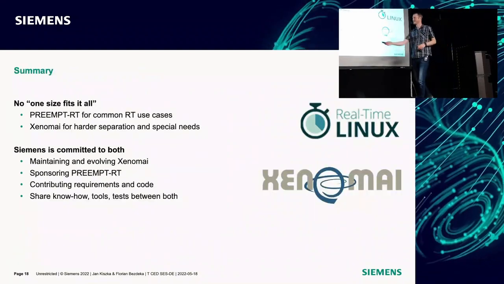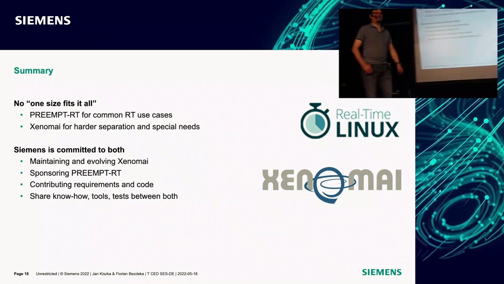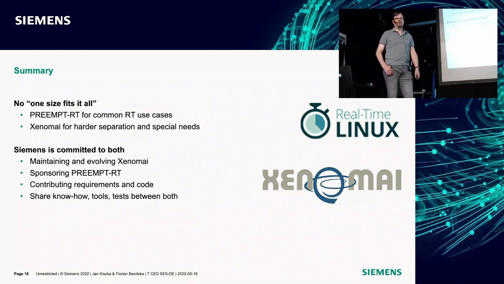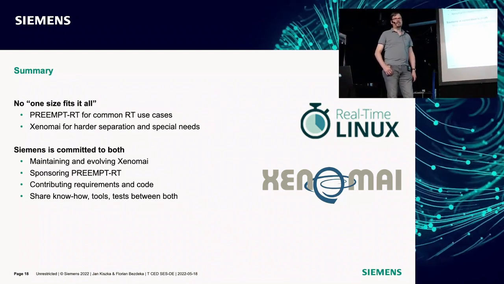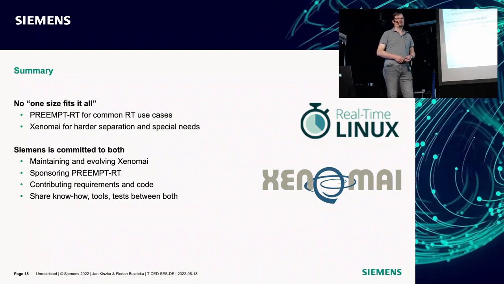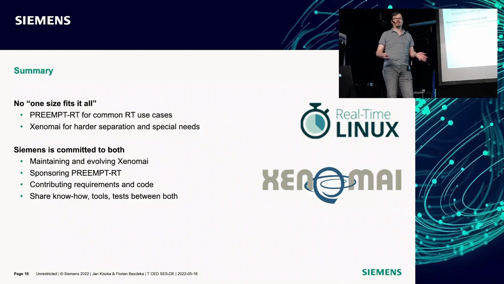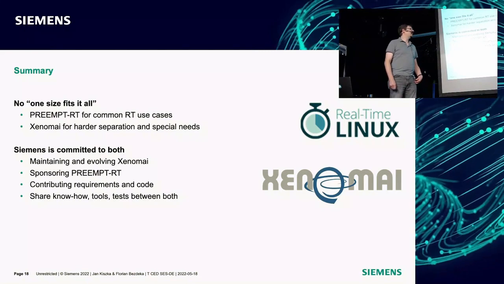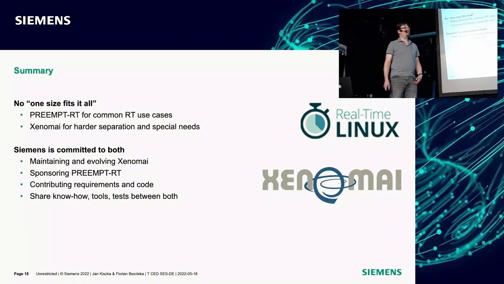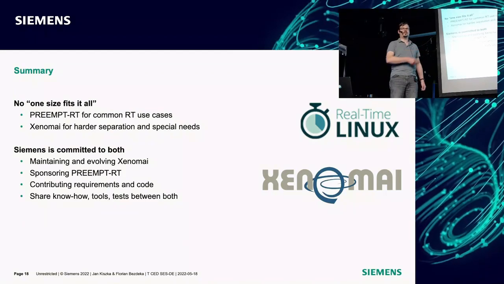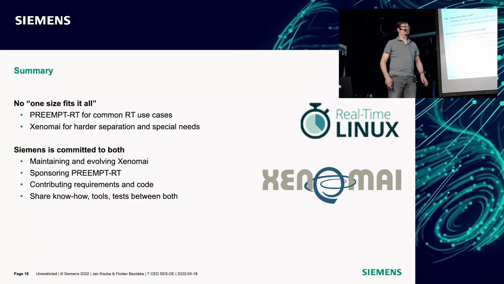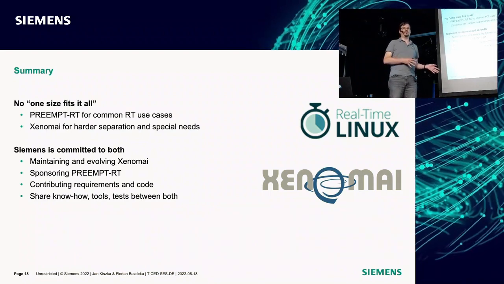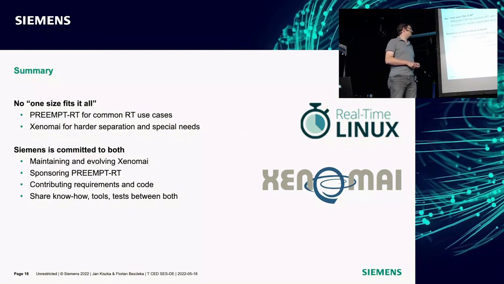Yeah, to summarize our presentation: as usual, no one size fits all, although we would love to see it like this. The simple answer to which real-time Linux to choose is, for common cases, Preempt-RT is generally fine, so choose it as the first default. If you have special demands, if you are actually seeing these corner cases, maybe Xenomai is an option for you. So that is basically the story in short.